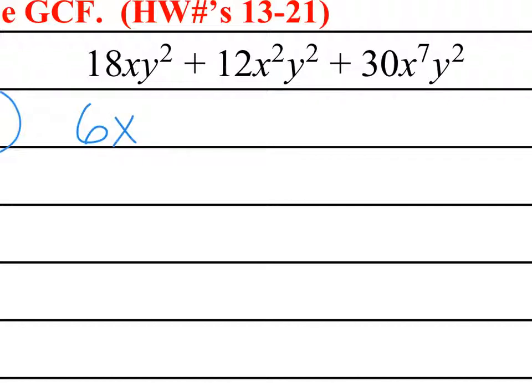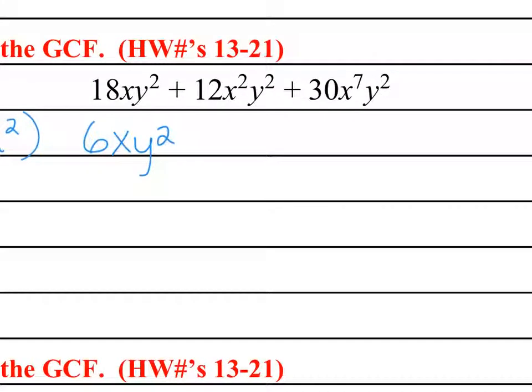Now look at your y's. Y squared, y squared, y squared. What's the highest amount of y squares you can take out? 2 of them, so y squared. There's your GCF. And then you put whatever is left in parentheses. So that would have to multiply by 3.